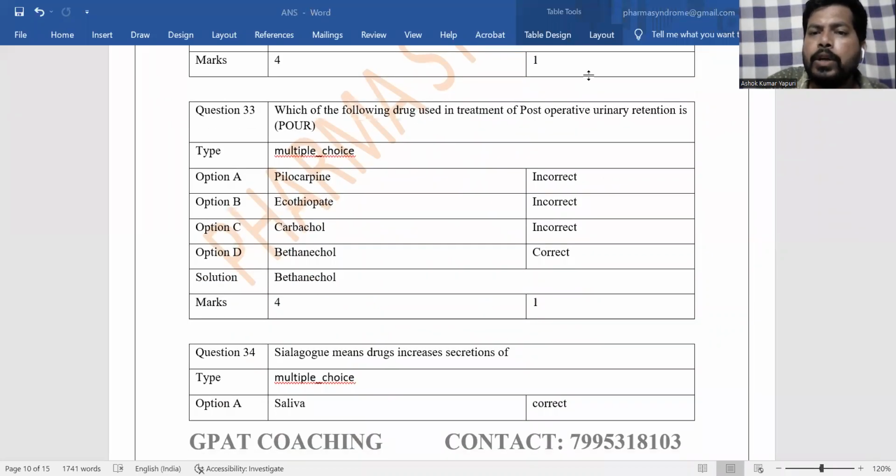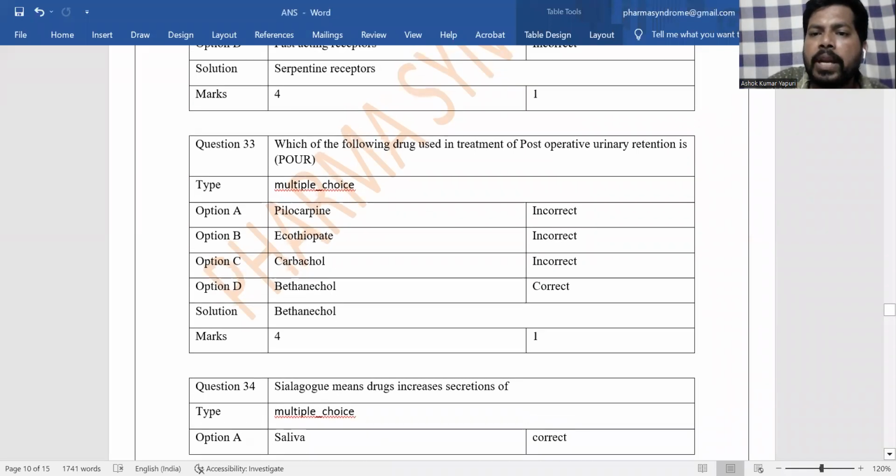Next, which of the following drugs is used in the treatment of post-operative urinary retention? After a surgical procedure, it is difficult for a person to eliminate urine because, due to the surgery, he is in a relaxed condition. In that condition, the excess urine of the surgical patient can be eliminated easily by using drugs. Here, pilocarpine is a drug of choice for glaucoma. Ecothiopate is also a drug of choice for glaucoma. And carbachol is also a drug of choice for glaucoma. And bethanechol is a selective M3 receptor agonist that stimulates the smooth muscle of the urinary bladder and increases the elimination of urine in the post-operative patient, the patient who has had surgery.